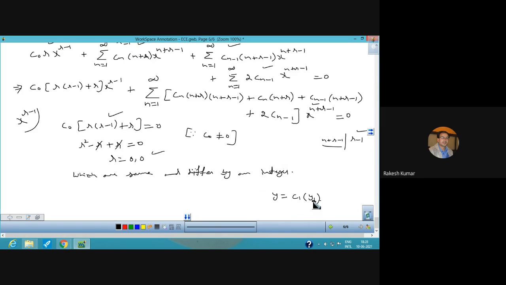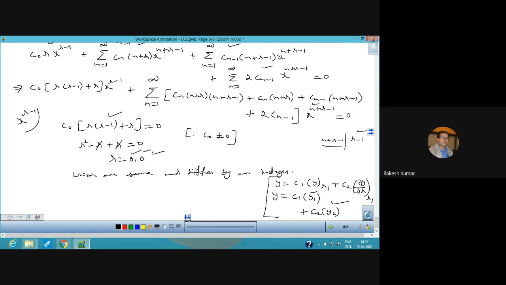The value C1 at Y1. What is the Y1? It is written like this: C1, the value of Y at first root R1, plus C2 del Y by del R at R1, because the roots R1 are same, that is 0, 0. So C1, the value of Y at R1 is Y1, plus C2, the value of del Y by del R at R1 is Y2. So this is your complete solution. We require these values for finding out the ultimate solution.